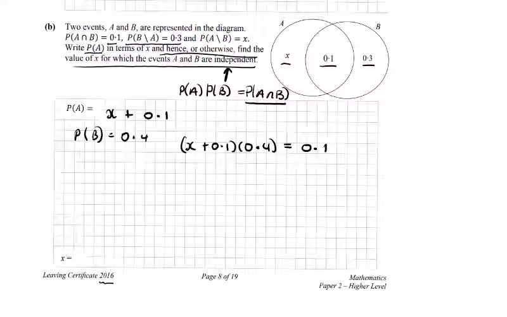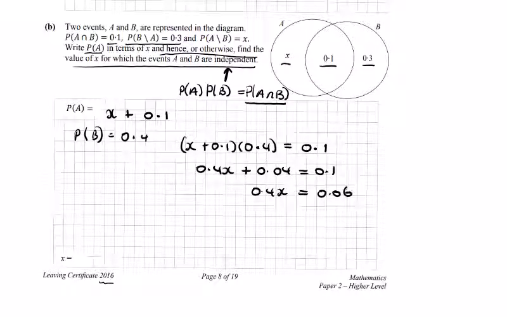I could divide across by 0.1 here to begin. Would that be the quickest way to do it? I'll just multiply it out. X by 0.4, 0.4. X plus 0.1 by 0.4 is 0.04 equals 0.1. 0.4X is equal to 0.10 take away 0.04, 0.06. So X is equal to 0.06 over 0.4.